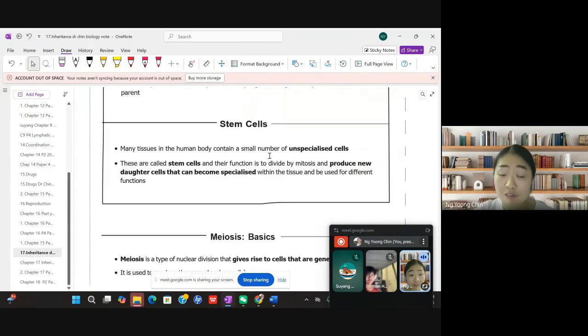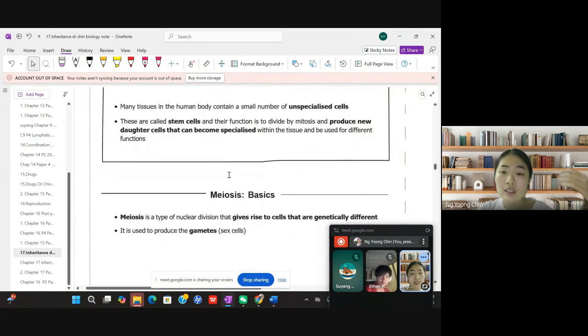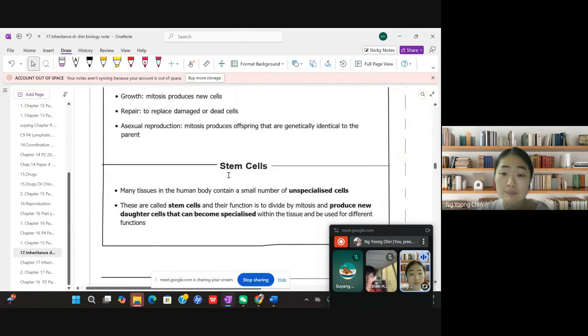Why do they need to do cell division? They do cell division because they need to increase the number of cells. After they produce a large number of cells, each of the cells will undergo specialization, or we call it differentiation. So the stem cell will become what? They become red blood cell, white blood cell, bone cell, muscle cell. That's what we call stem cell.